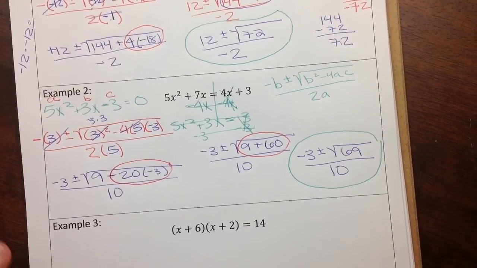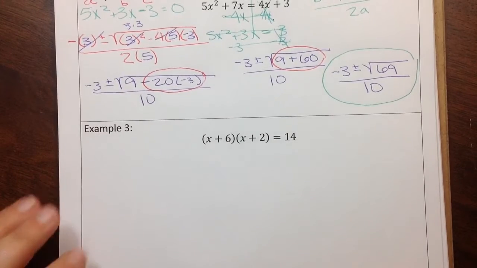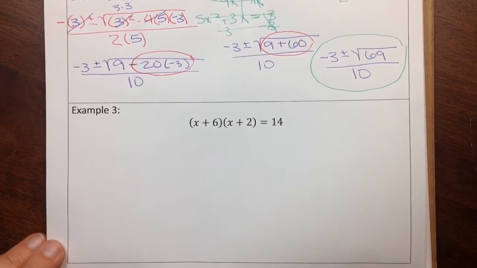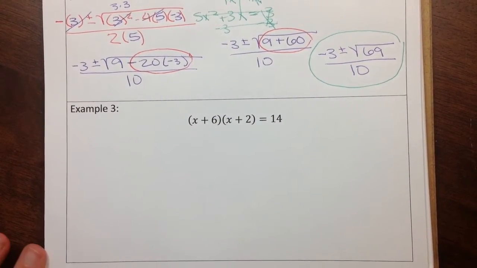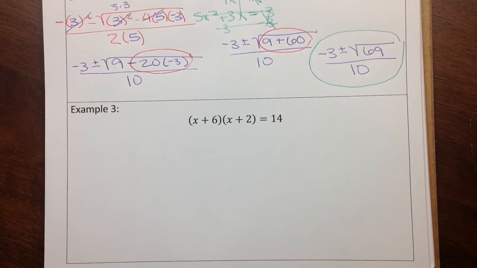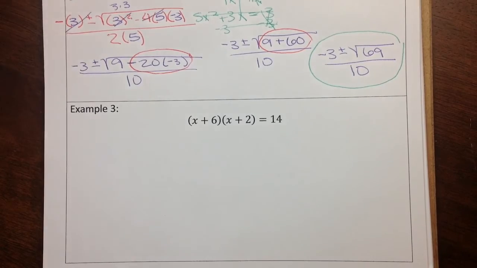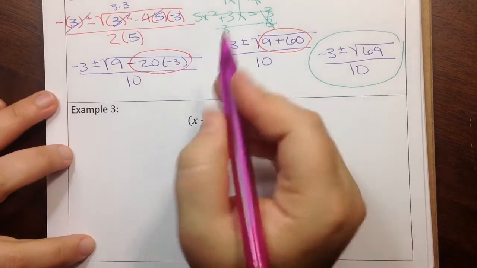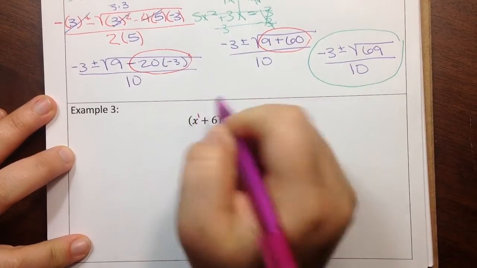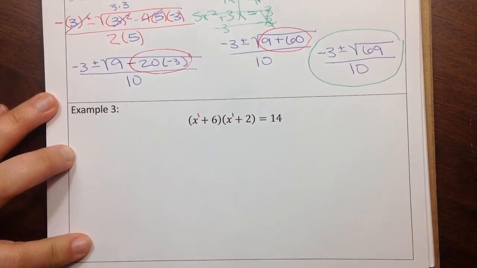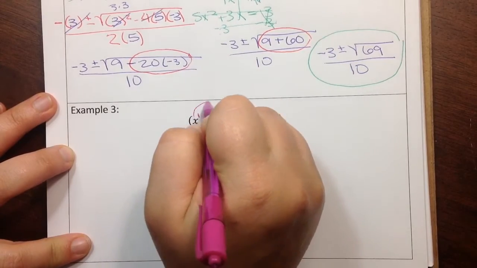All right, let's look at the last one. What do you notice about the last one that's different? This one looks like those FOIL problems that we did. So when you have a problem like this, you can still solve it. You just might have to do a couple of extra steps. So the first extra step is we are going to have to FOIL this. So we put a 1 behind each x, and then we multiply.